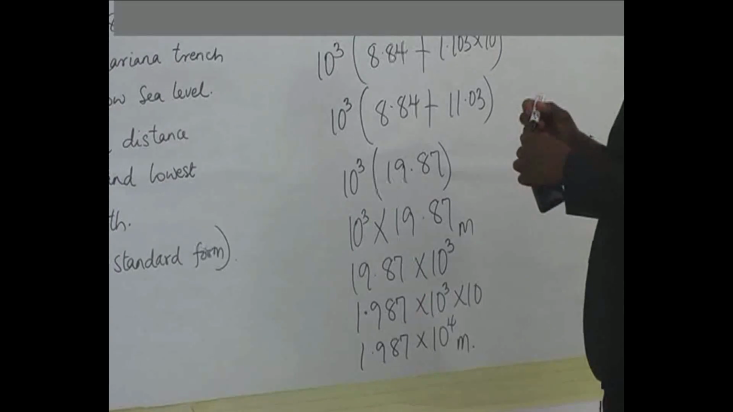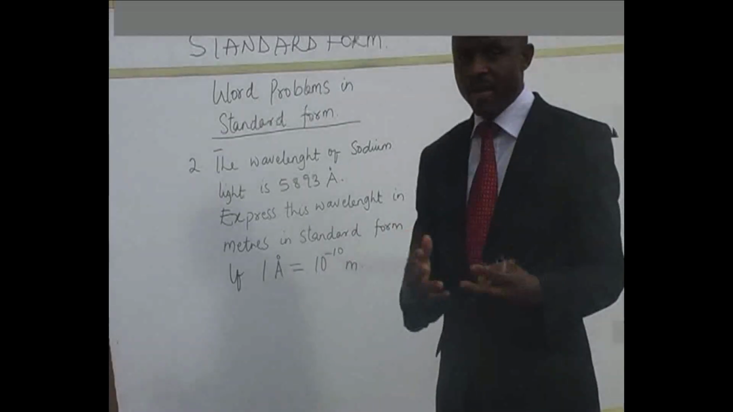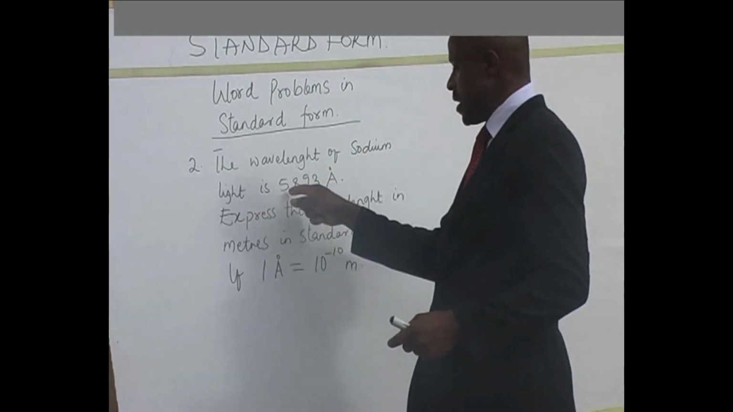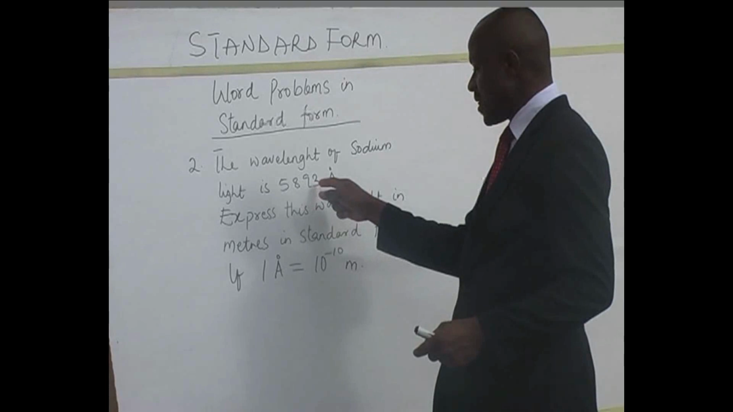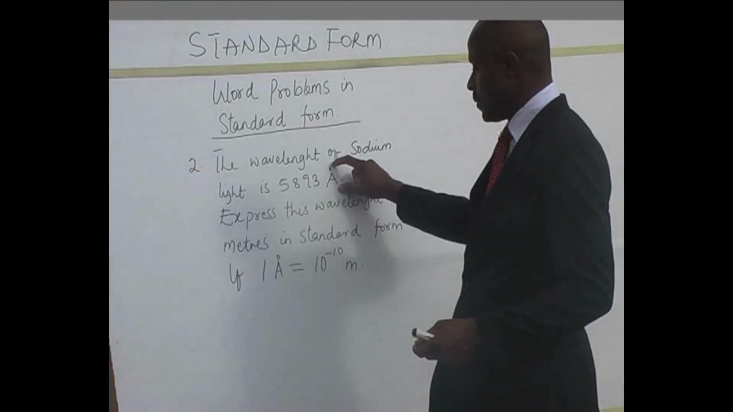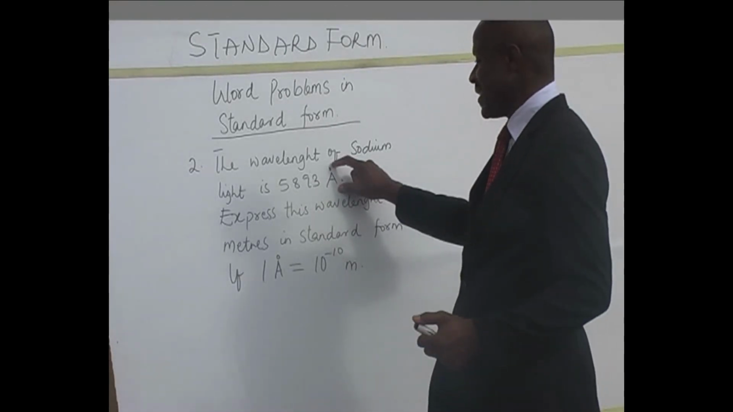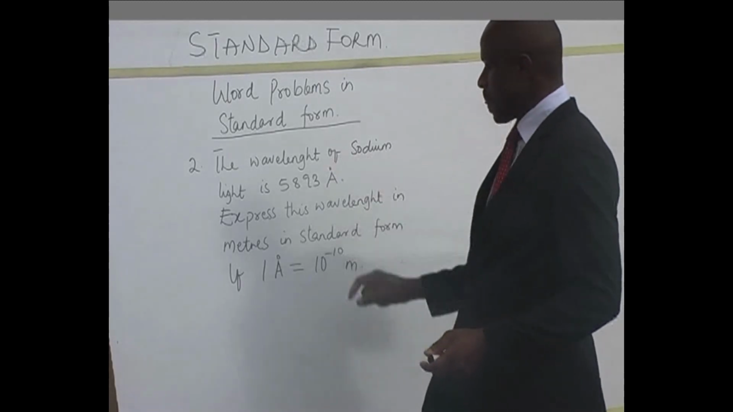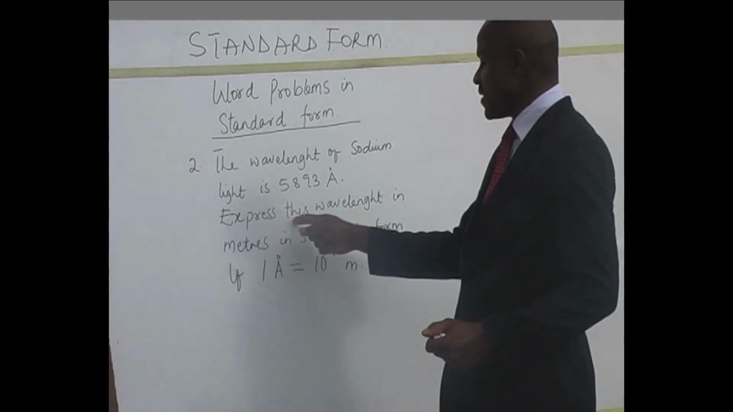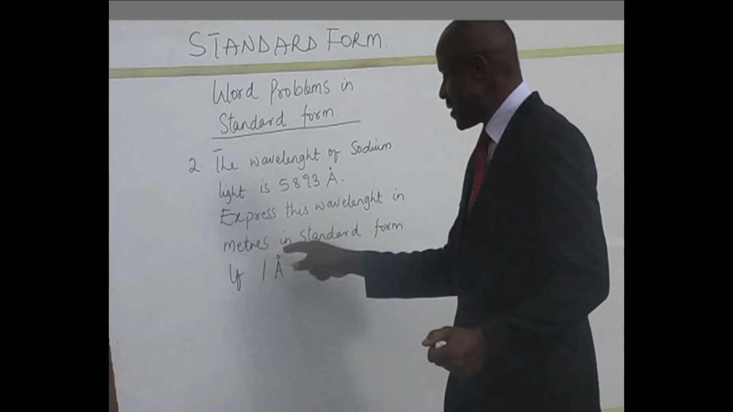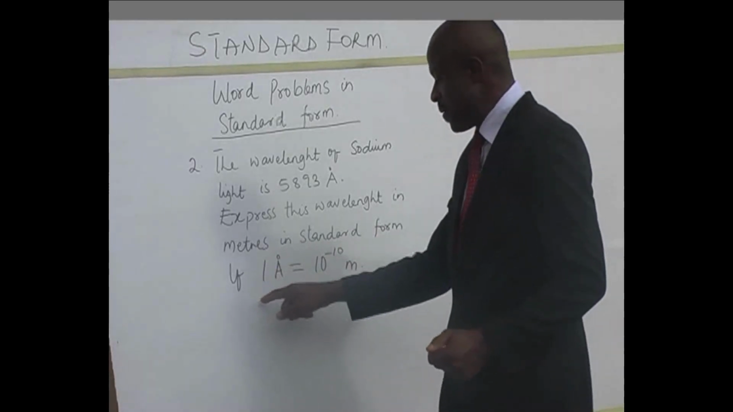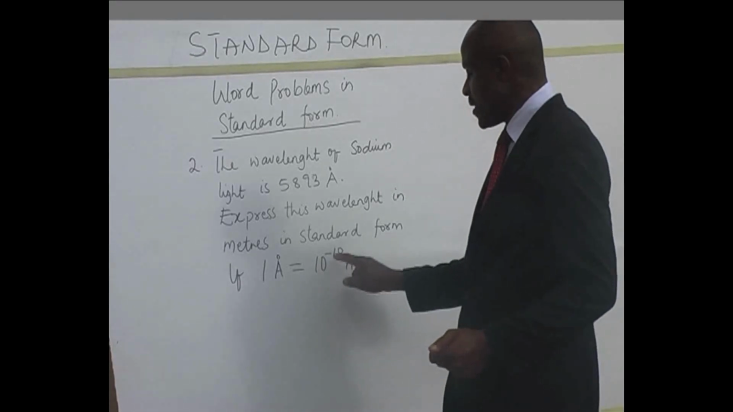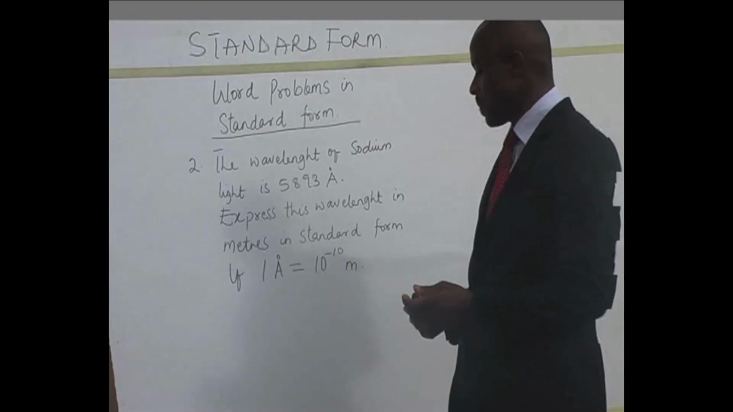And it is in meters. The next question we have is: the wavelength of sodium light is 5,893. This is the symbol used in measuring the length or the wavelength of light. Now the question is saying that we should express this wavelength in meters in standard form, if one of these symbols is 10 exponent minus 10 meters.